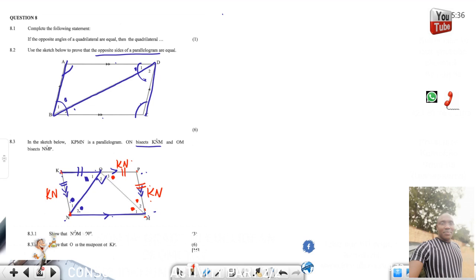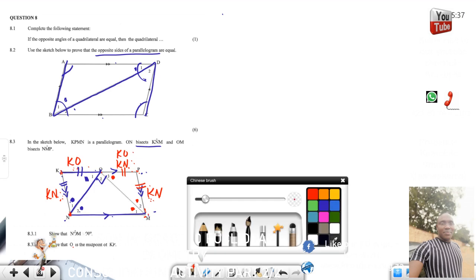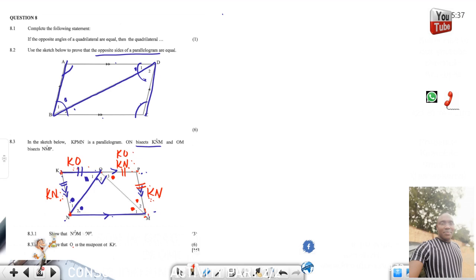So what have we proven? We have simply proven that KO is equal to KN. Basically all the sides are equal. Remember, we said the side KN is equal to PM. So I'm writing KN there. But we said PM is equal to PO, which is KN. But we said KN is equal to KO. So therefore O is the midpoint of KP. You've got to reason first before you start writing, otherwise you will write so many things that are not helpful.